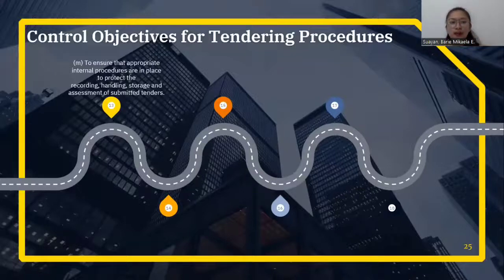To ensure the appropriate internal procedures are in place to protect the recording, handling, and storage assessments of submitted tenders. Having internal procedures would protect the recording, handling, storage, and assessment of submitted tenders, wherein internal controls are the mechanism, rules, and procedures implemented by the company to ensure the integrity of the financial and accounting information, promote accountability, and prevent fraud. Having this would put procedures in place.